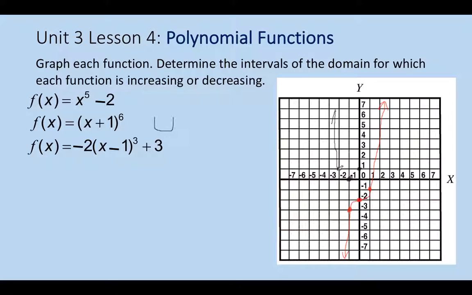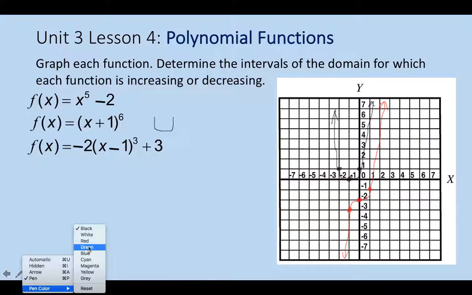Going through here, and then it's going to be real flat going through here. And so that's about enough to graph that one. All right, let's try the last one.